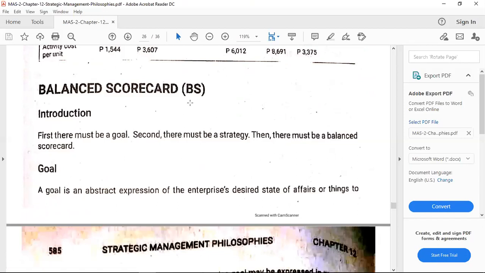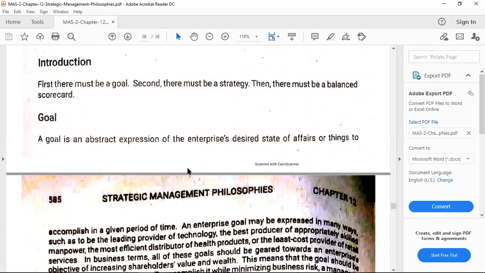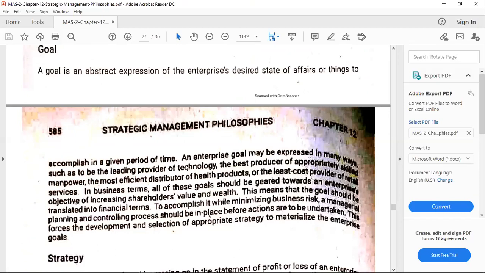So in a balanced scorecard, the introduction is that there must be a goal first, then a strategy, and the scorecard. The goal is, of course, the purpose or the objective. It's the abstract expression. It may not be specific yet. It's like lacking details, and the terms might be vague for now. So it's like the vision in some ways, but it is just much more specific than vision and mission. All right, so it is the desired state of affairs or things to accomplish in a given period of time.